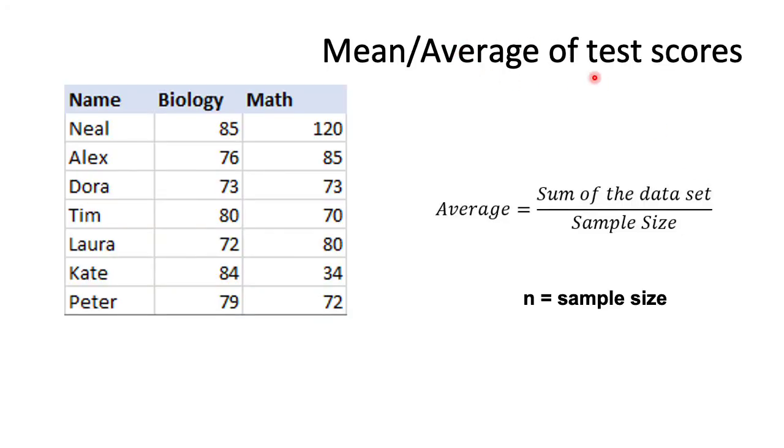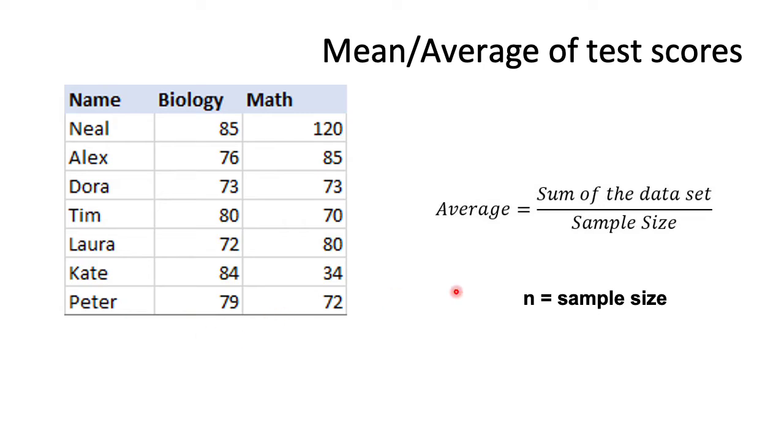Let's take a look at the averages of two test scores. The same group of students took two different kinds of exams. They took a biology exam and a math exam. I would like to compare which exam was easier for the students. Was it biology or math? Or did they do about the same in both exams?